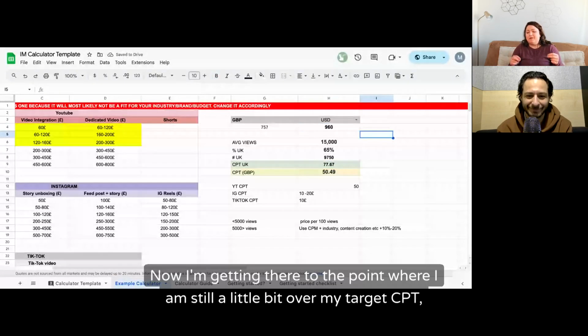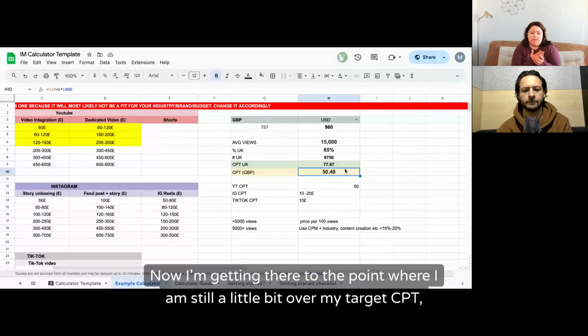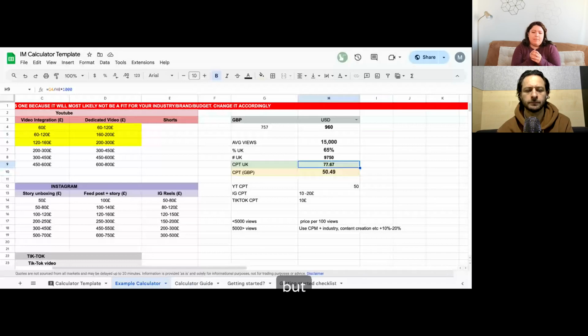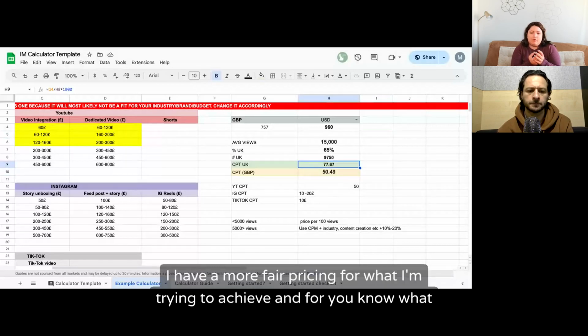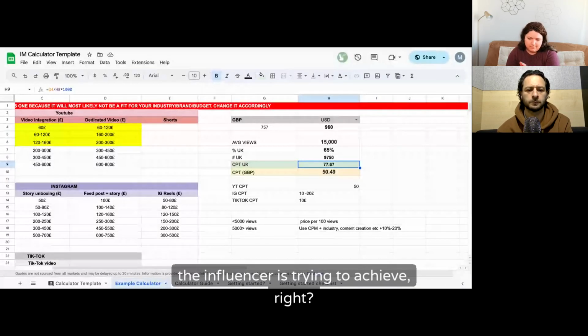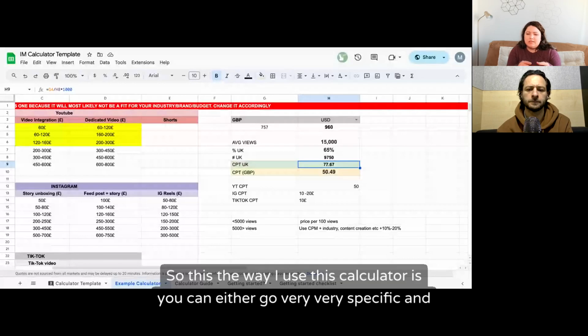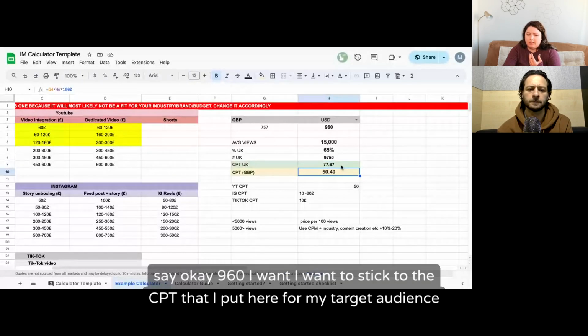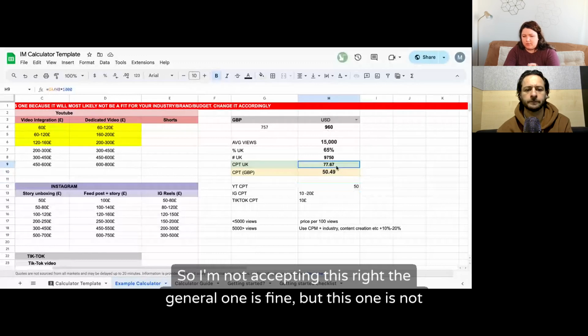Now I'm getting to the point where I am still a little bit over my target CPT, but I have a more fair pricing for what I'm trying to achieve and for what the influencer is trying to achieve, right? So the way I use this calculator is you can either go very, very specific and say, okay, 960, I want to stick to the CPT that I put here for my target audience, so I'm not accepting this, right? The general one's fine, but this one is not.